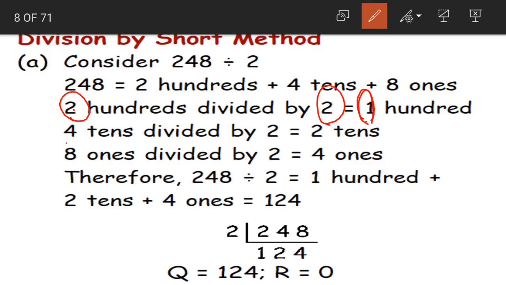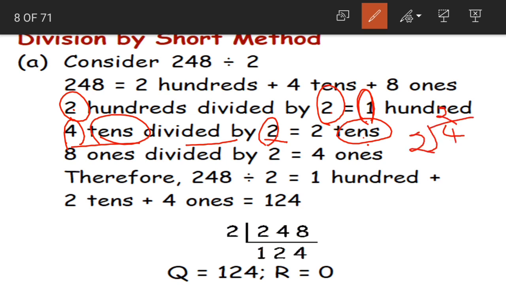Yes. Next, coming to 4 tens. 4 tens divided by 2. Again the tens, let us write in answer as it is. Now 4 divided by 2. We know that 2 twos are 4. 2 twos are 4. So what is our answer? 2. So 4 tens divided by 2 is equal to 2 tens.